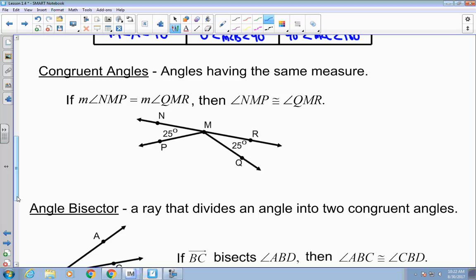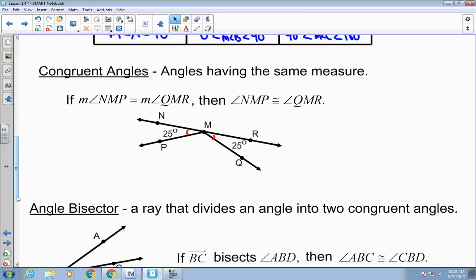When we mark angles congruent, we use little arcs. And if you look at a diagram and they have these little arcs like that, that is an indication that those two angles are the same. And so, if they have the same measure, you can say that they're congruent, and vice versa. If you say they're congruent, then you know that they have the same measure.